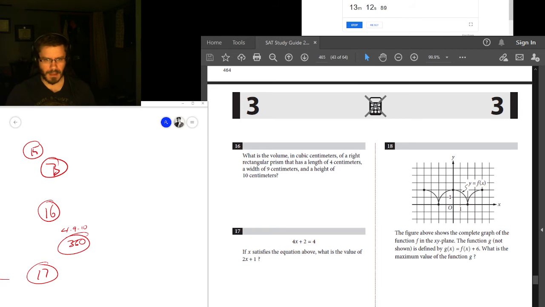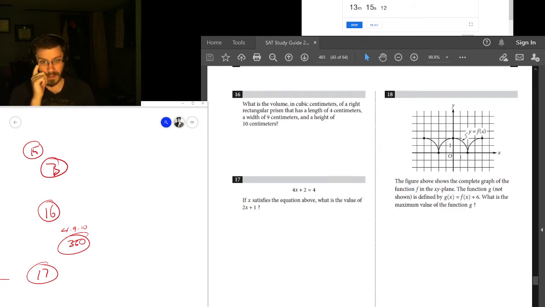17. What's the value of 2x plus 1? Oh, I love questions like these. 4x plus 2 is exactly twice as big as 2x plus 1. So if I divide that by 2, because 2x plus 1 is half as much, the answer is 2.